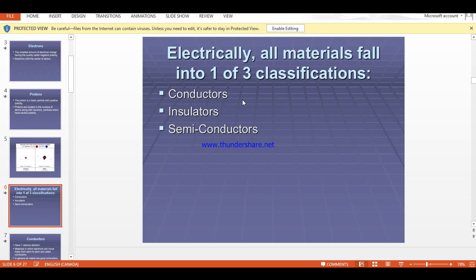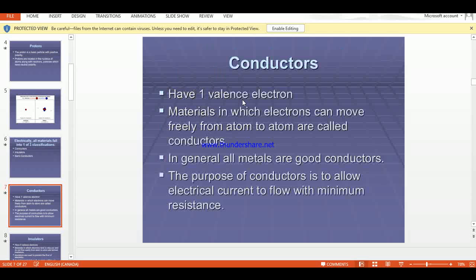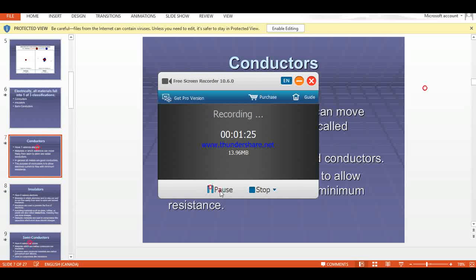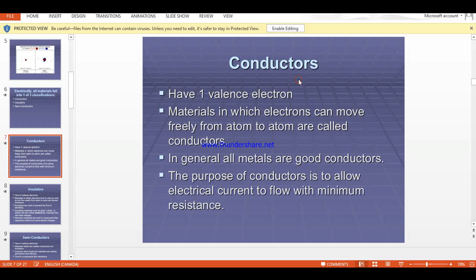Electrically, all materials fall into one of three classifications: conductors, insulators and semiconductors. Conductors have one valence electron. Materials in which electrons can move freely from atom to atom are called conductors. In general, all metals are good conductors. The purpose of conductors is to allow electrical current to flow with minimum resistance.